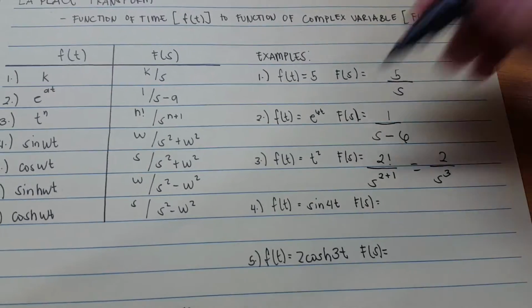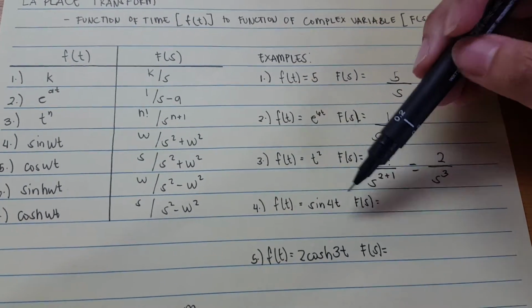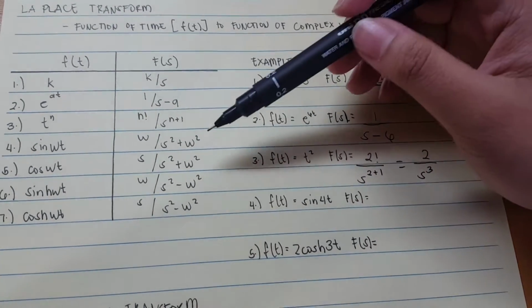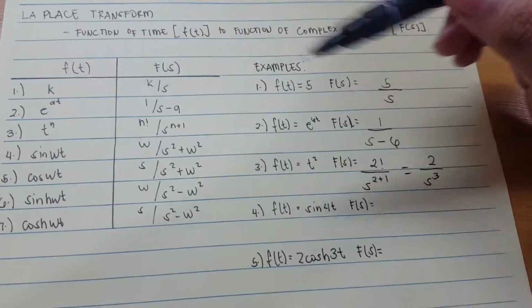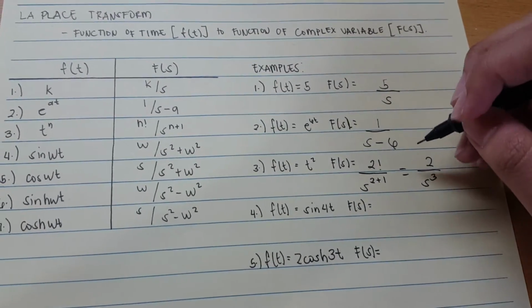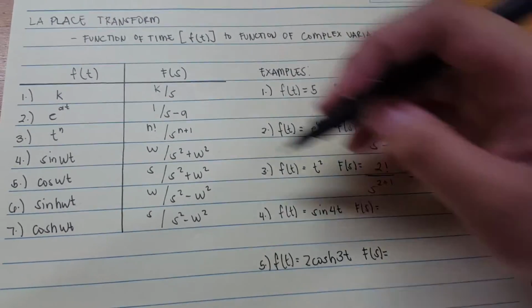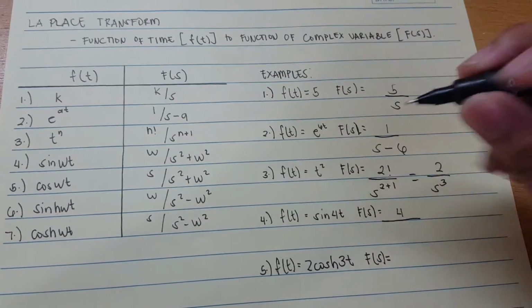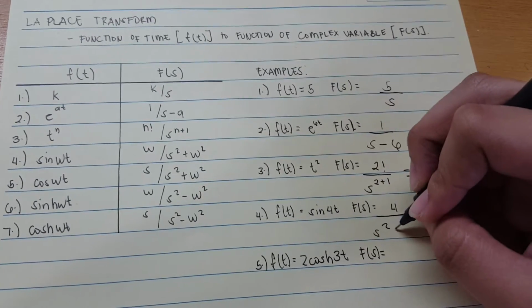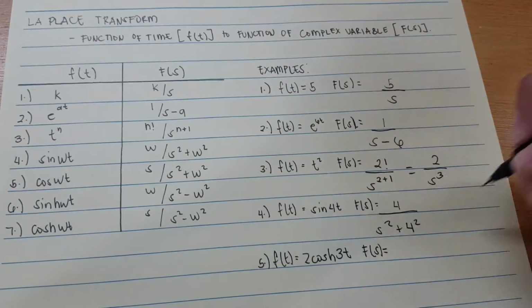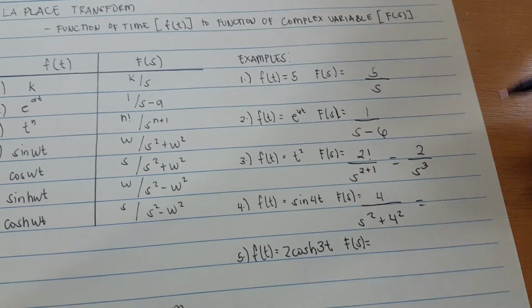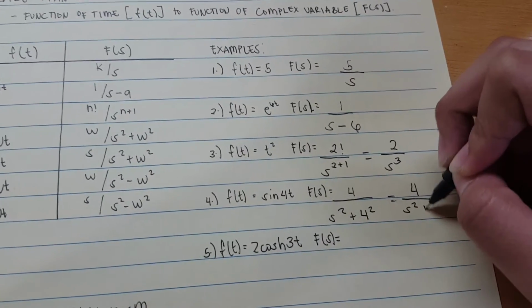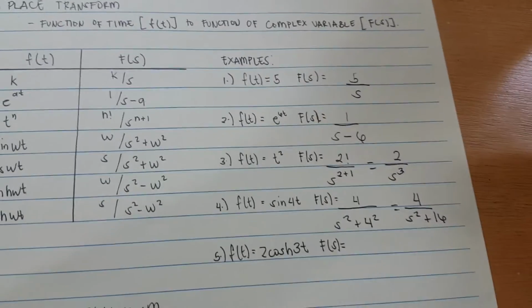Next, f of t is equal to sine 4t, with 4 being the constant. We can now solve this with the help of number 4 in our chart. So F of s is equal to w, which corresponds to the constant, 4 over s squared plus 4 squared. Simplify the equation, so 4 over s squared plus 16.